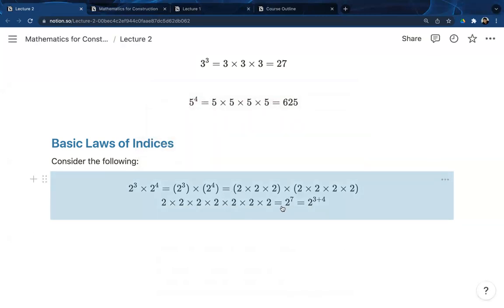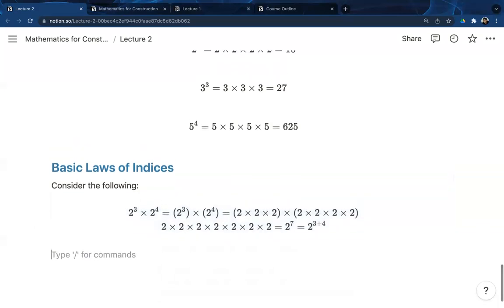So instead of doing all the work of multiplying it out, you could realize that I just need to add the indices. This is 2 to the 3 and 2 to the 4. Once it's the same base, you could just add the indices and you don't need to do all of this work here. So just say 2 to the 3 plus 4, and 3 plus 4 equals 7.